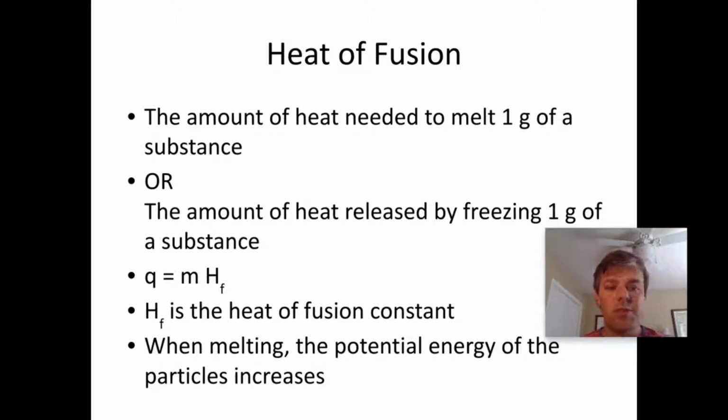In other words, when you're melting something, the particles move farther away from each other, kind of like how there's gravitational potential energy you probably learned about in middle school, where the energy increases as you raise an object up off the ground. Well, when we're talking about molecules, their potential energy increases as they move farther apart from each other.